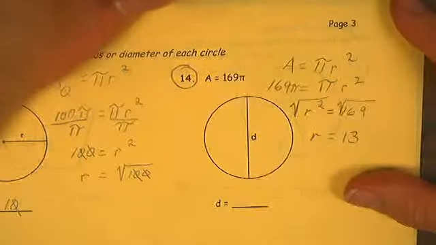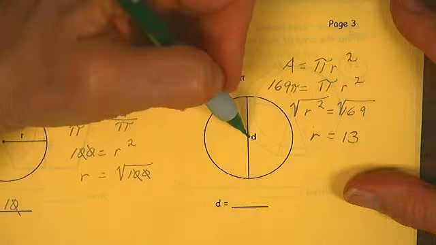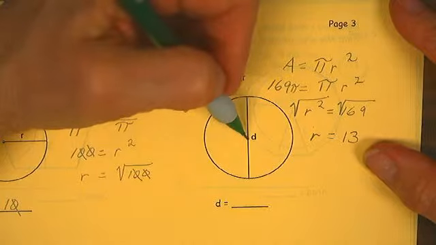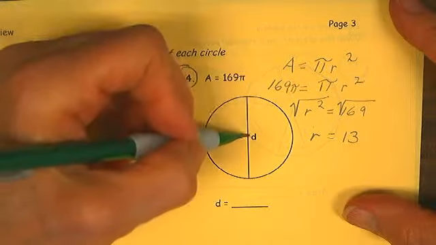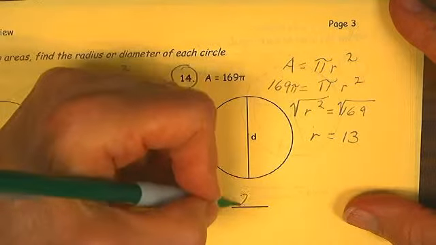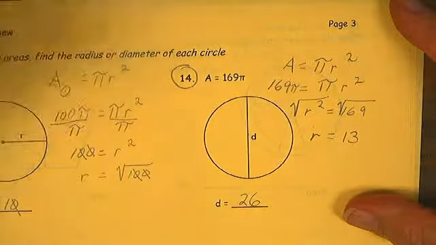You cannot have a negative radius. The radius is 13. My diameter is 2 times the radius. My diameter is 26.